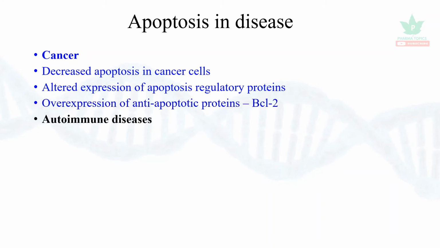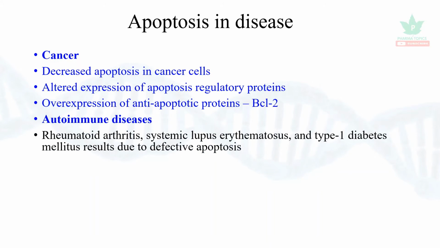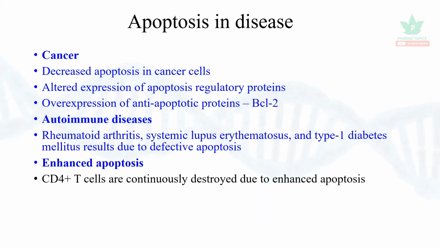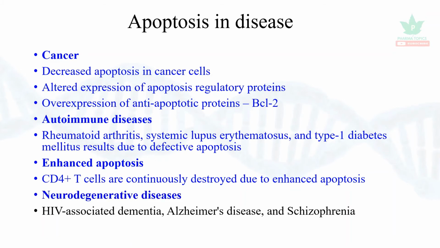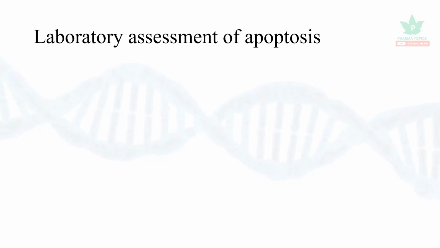In autoimmune diseases also it is implicated, such as rheumatoid arthritis, systemic lupus erythematosus, and type 1 diabetes mellitus. All these result due to defective apoptosis. Enhanced apoptosis causes destruction of CD4 T cells in case of HIV. In neurodegenerative diseases also apoptosis is implicated: HIV associated dementia, Alzheimer's disease and schizophrenia. Apoptosis is involved.